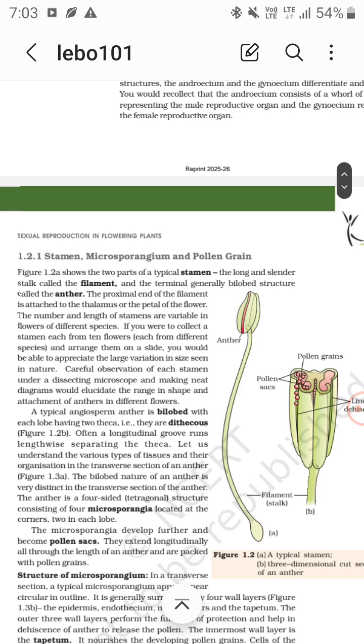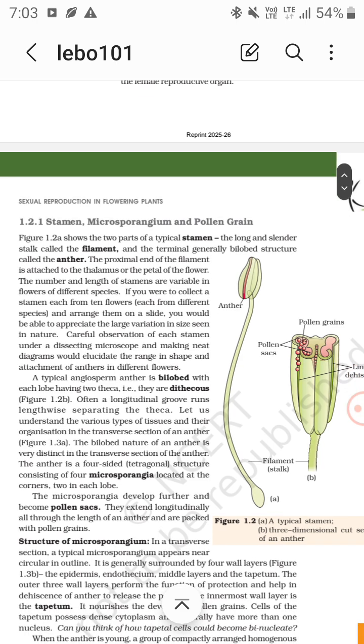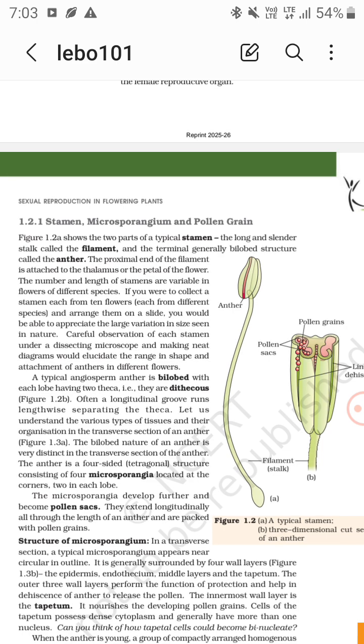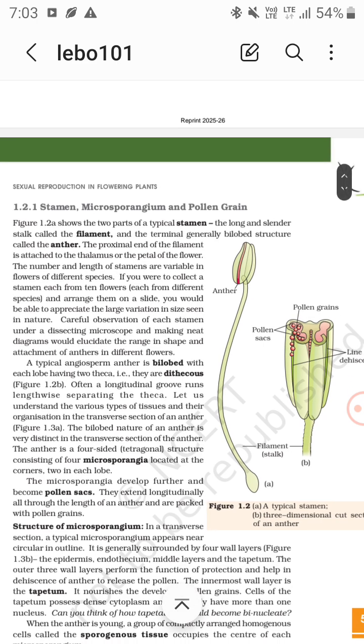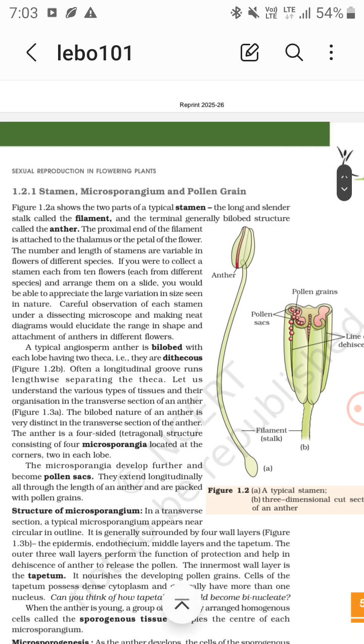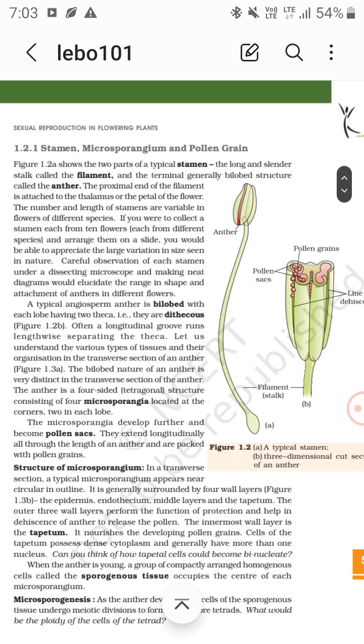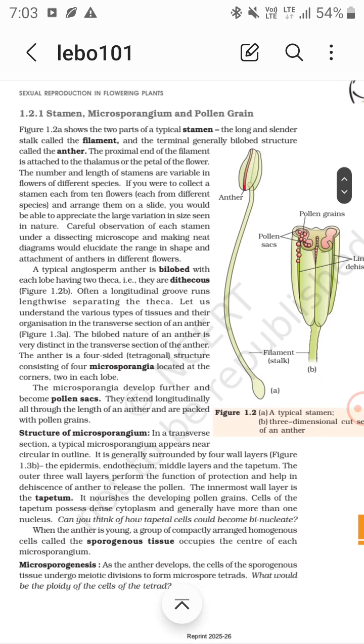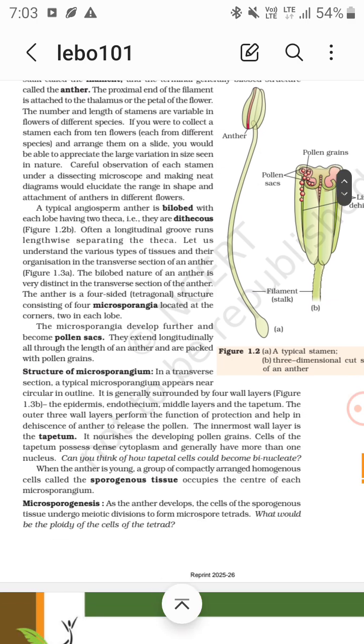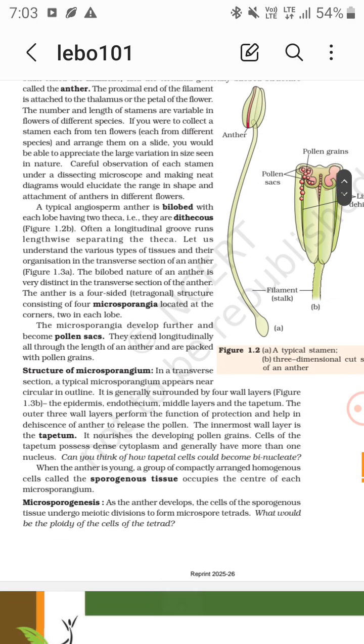A typical angiosperm anther is bilobed, with each lobe having two thecae, that is dithecous. The anther is four-sided, a tetragonal structure. It has four microsporangia located at the corners, two in each lobe. The microsporangia develop further and become pollen sacs. So the anther has four microsporangia that develop into pollen sacs.